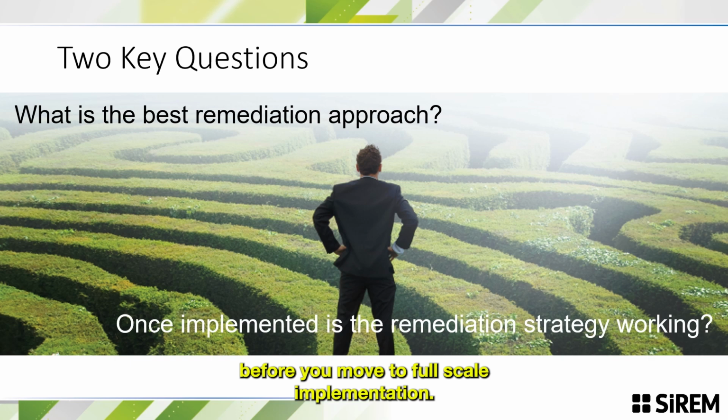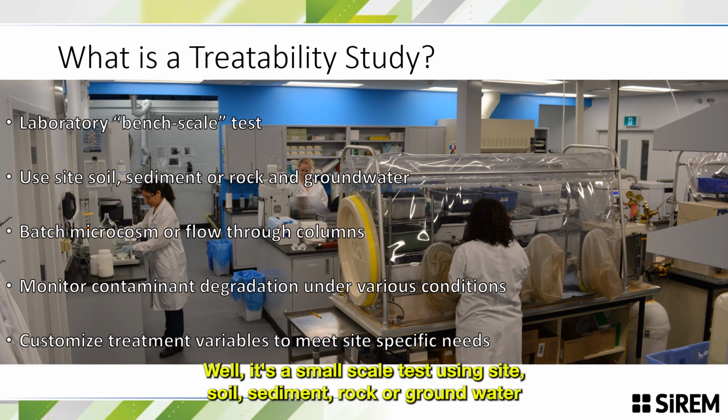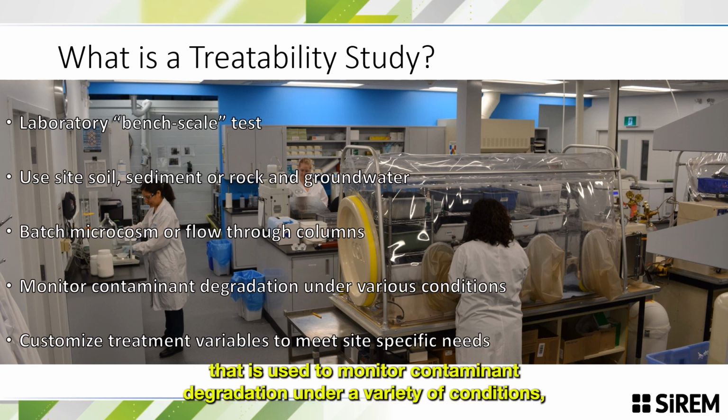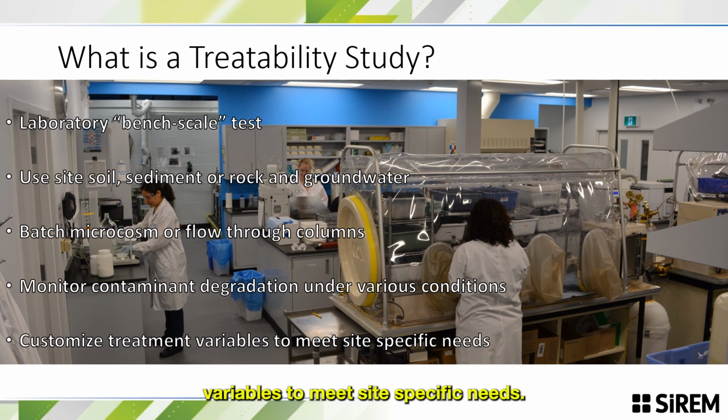move to full-scale implementation. One of the best tools for selecting the appropriate remedy for the site are bench scale or treatability studies. What is a treatability study? Well, it's a small-scale test using site soil, sediment, rock, or groundwater mixed together in either a batch system or in a flow-through column that is used to monitor contaminant degradation under a variety of conditions using different remedies that could be applied at the site. Treatability studies allow for customized treatment variables to meet site-specific needs.